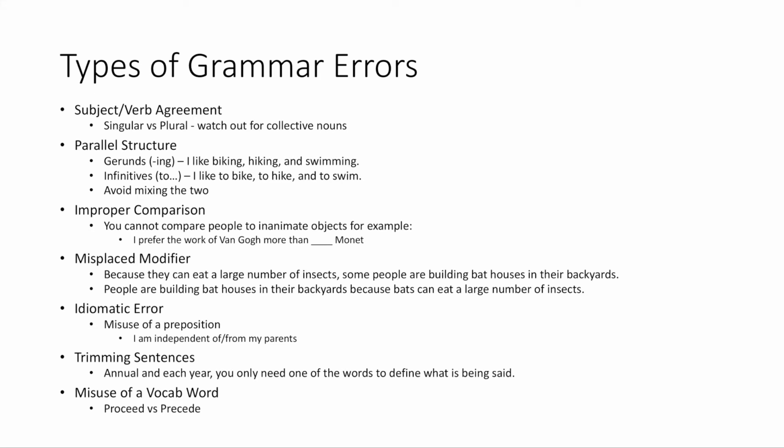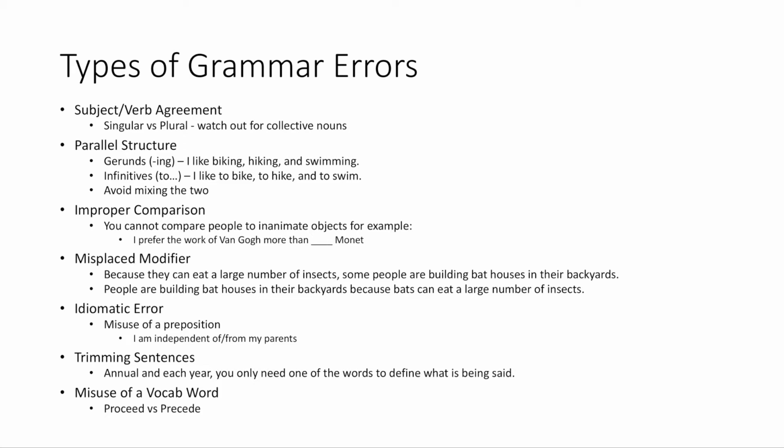The first type of grammar error that we're going to come across is subject-verb agreement. Oftentimes you'll have to deal with a singular subject versus a plural subject and its agreement with the verb. But watch out for the ones that are collective nouns. For example, let's say the band. If I say the band, right, I'm talking about it as a unit. I'm not talking about the individuals in the band. But the second that I start talking about the individuals and their various projects that they're working on, now we're talking in the plural because you're talking about more than one person.